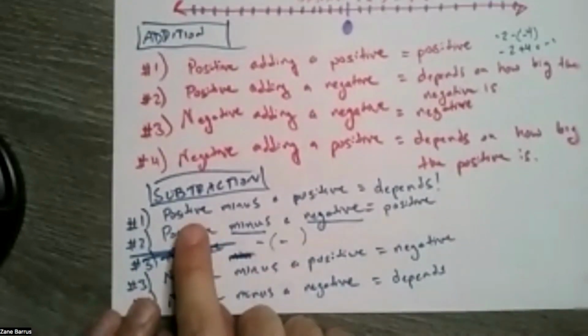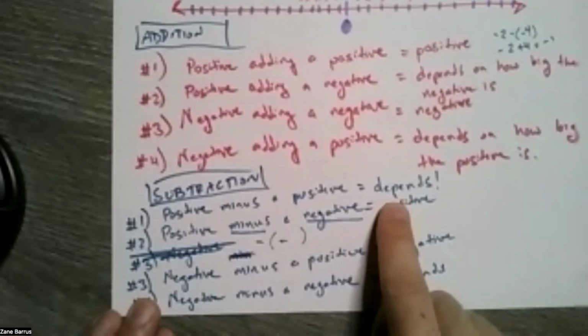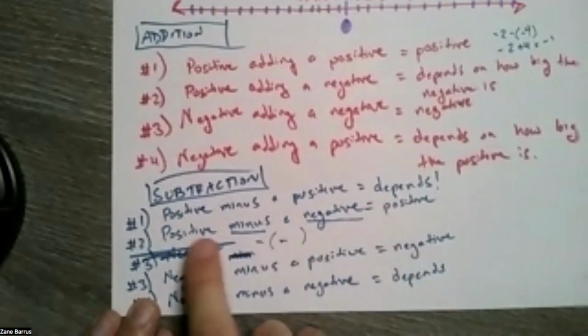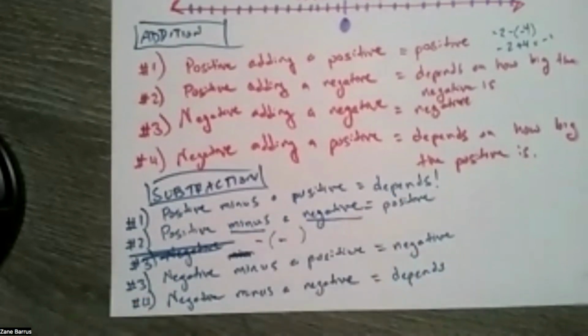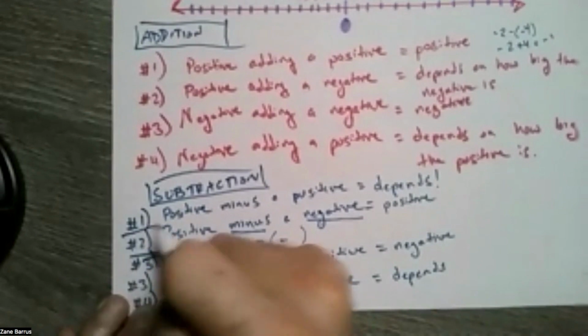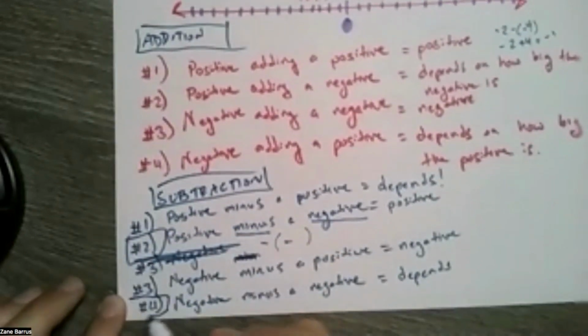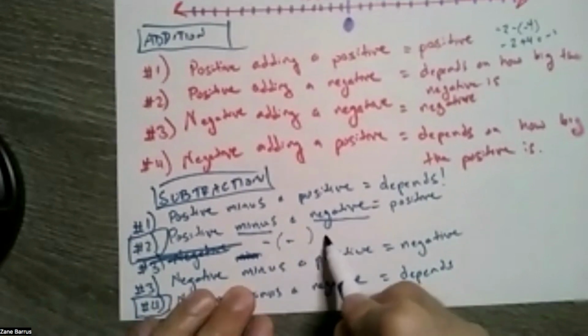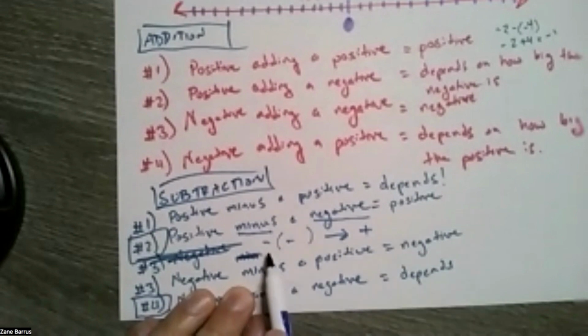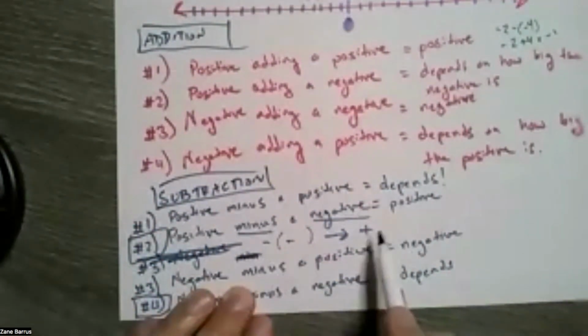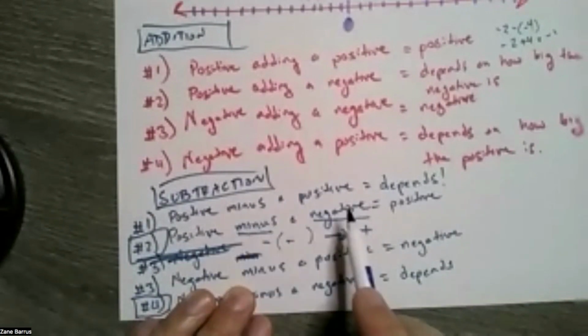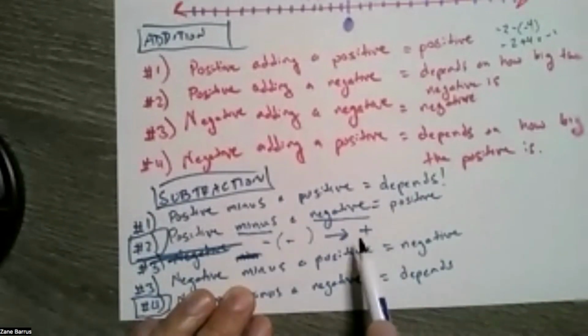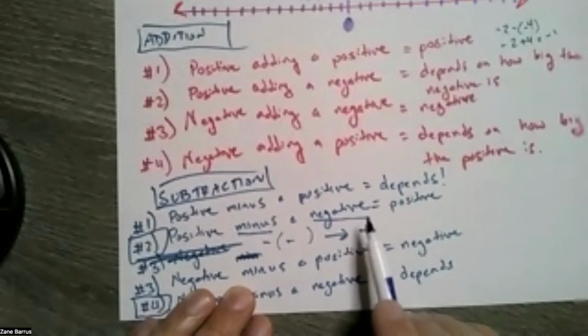On the subtraction side of things, positive minus a positive could be positive, could be negative, just depends. Positive minus a negative, and this is the real kicker. These 2 rules right here are really the ones you've got to be careful on. Because minusing a negative, the double negative turns into a plus sign. So whenever you see minus a negative number, it becomes a plus. So a positive minus a negative is always going to stay positive because we're always adding to that number.